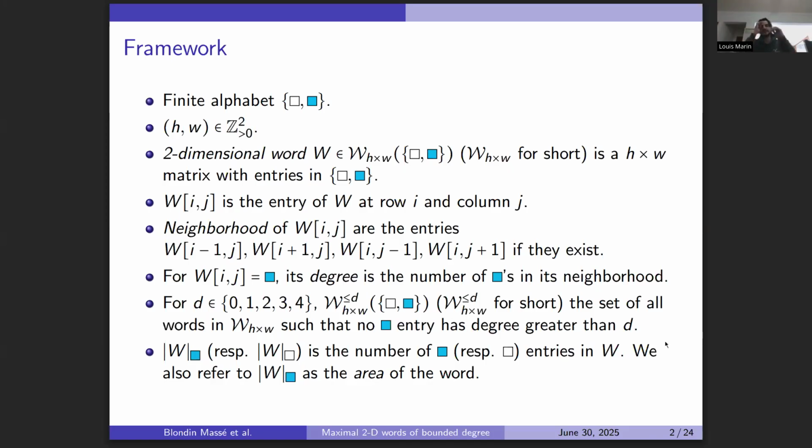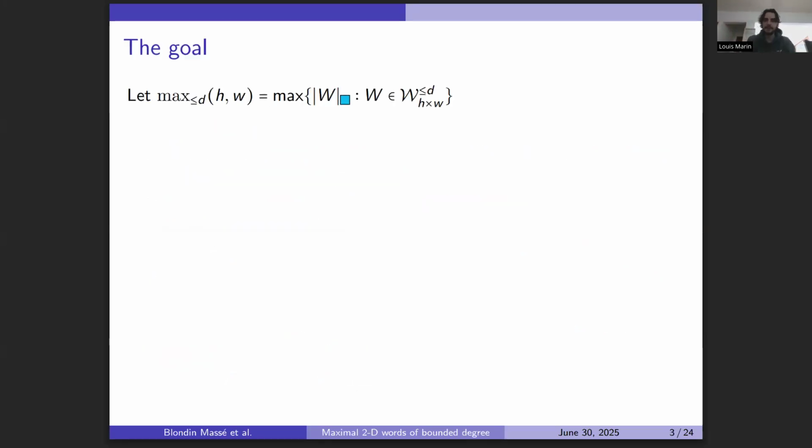Also, since this problem can be seen as a discrete geometry problem, we call the number of occupied cells in a word the area of a word. So now the goal is that we fix a maximal degree D, and we want to look at the maximal area of a word that respects the condition that none of its occupied cells has degree greater than D. This is the goal of today's talk.